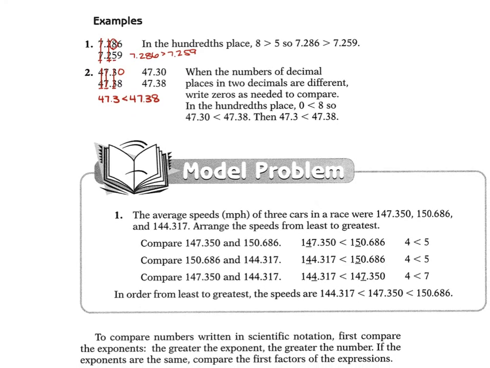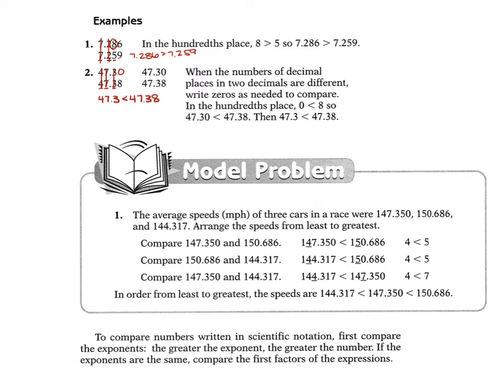For this example, it tells us the average speeds in miles per hour of 3 cars in a race were 147.350, 150.686, and 144.317. Arrange the speeds from least to greatest.